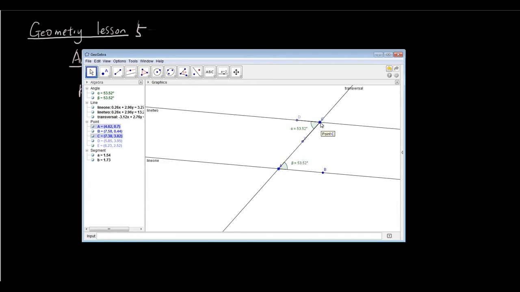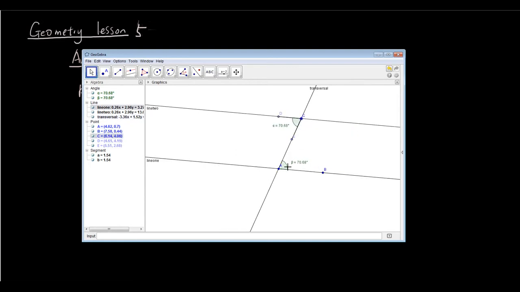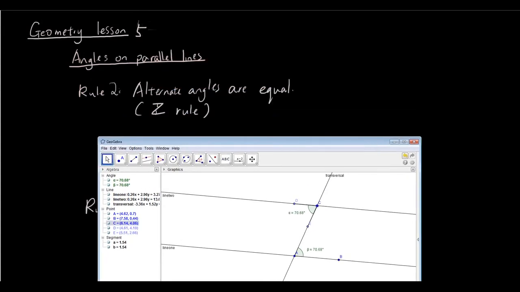So what are alternate angles? Basically they are angles on different sides of the transversal. You can see this angle here is on the left of the transversal, and this angle is on the right of the transversal. Alternate angles are also on different sides of the parallel lines. This angle here, angle A, is below the parallel line, whereas this angle here is above the parallel line. When this happens, which we also call the Z rule, they are equal.